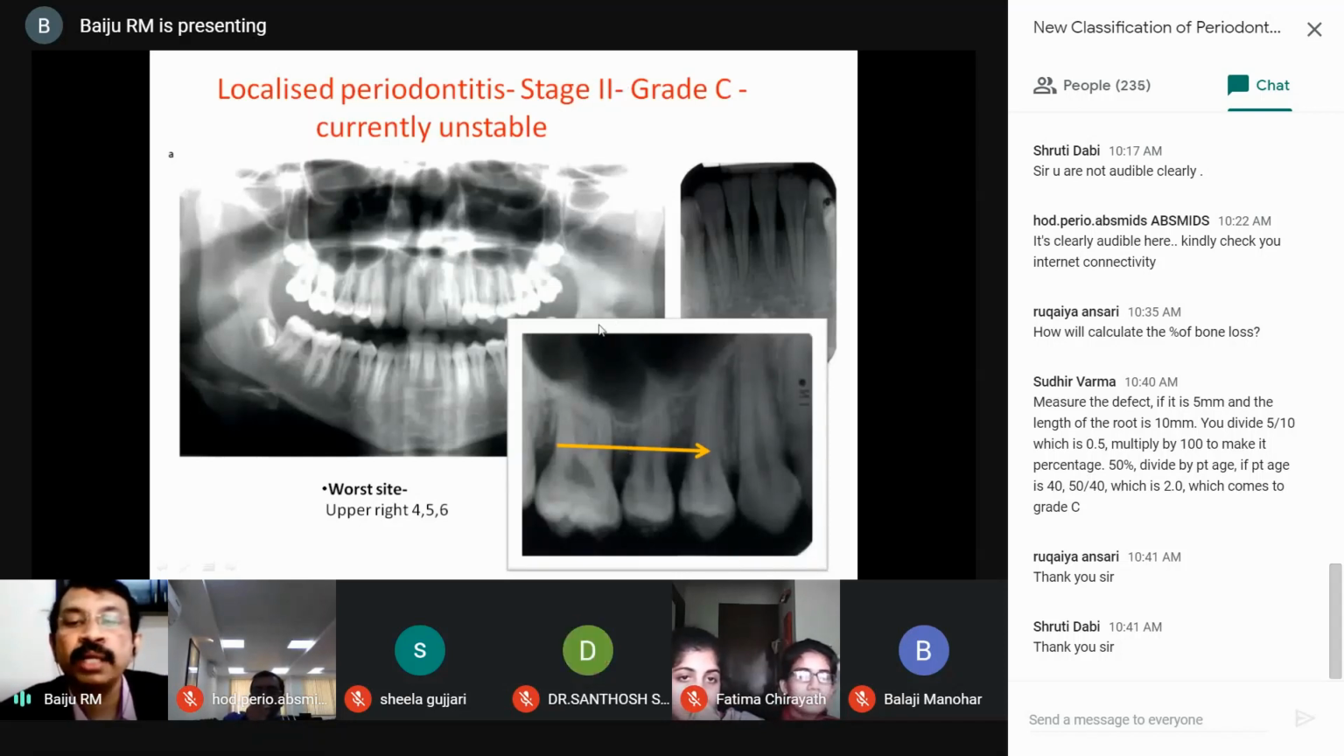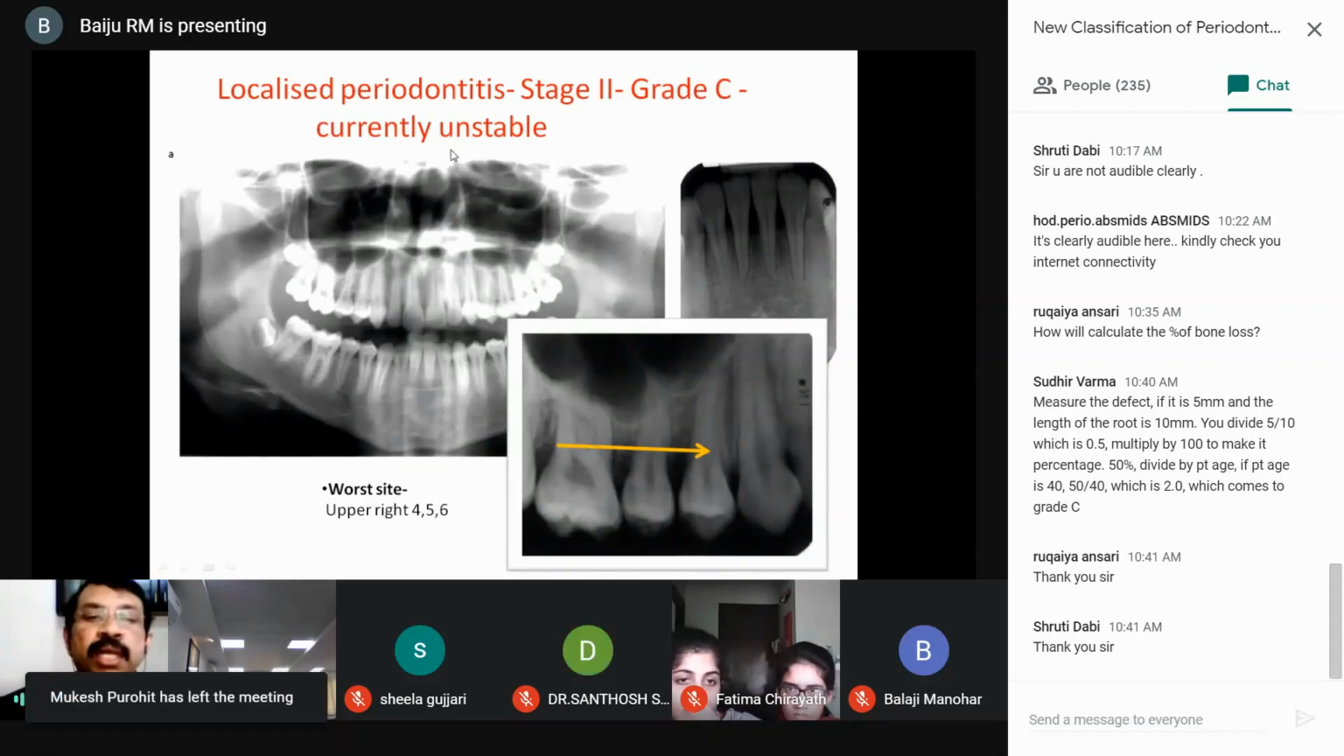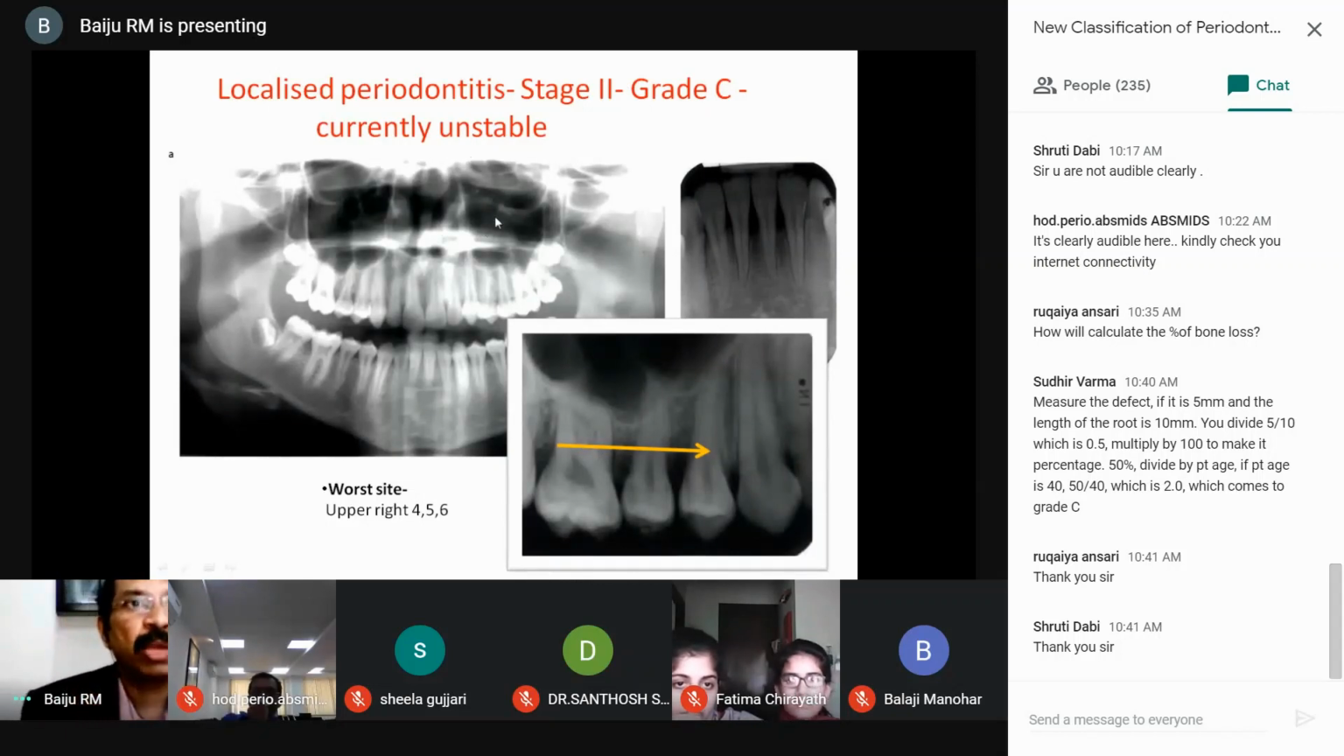And if you divide the 33 by the patient's age, which is 14, you can say that it is more than 1. So the rate is rapid progression. And since bleeding on probing sites are more than 10%, it is diagnosed as unstable. The patient didn't have any risk factors, maybe only the genetic factor was there, but the genetic factor, at the moment, is not measurable. We cannot give a diagnosis from it. So, no risk factors.